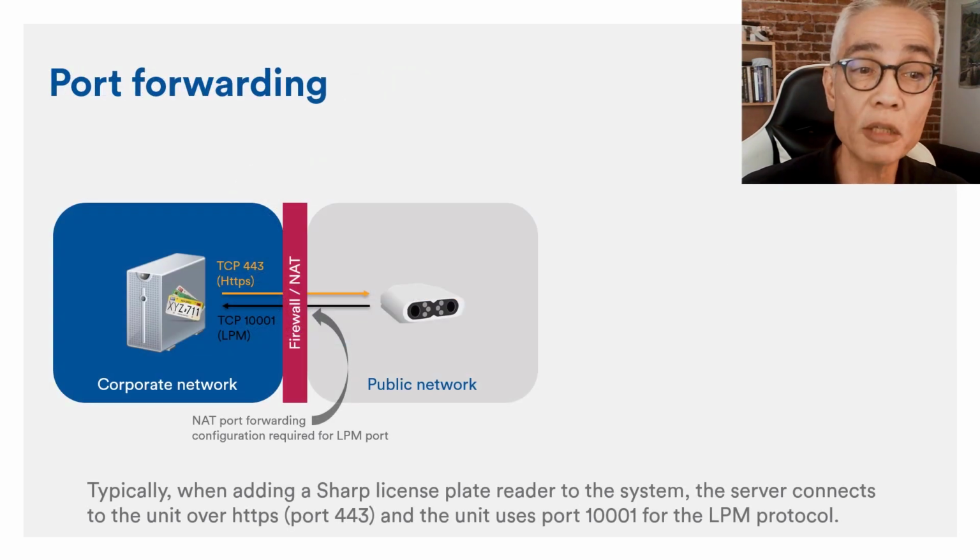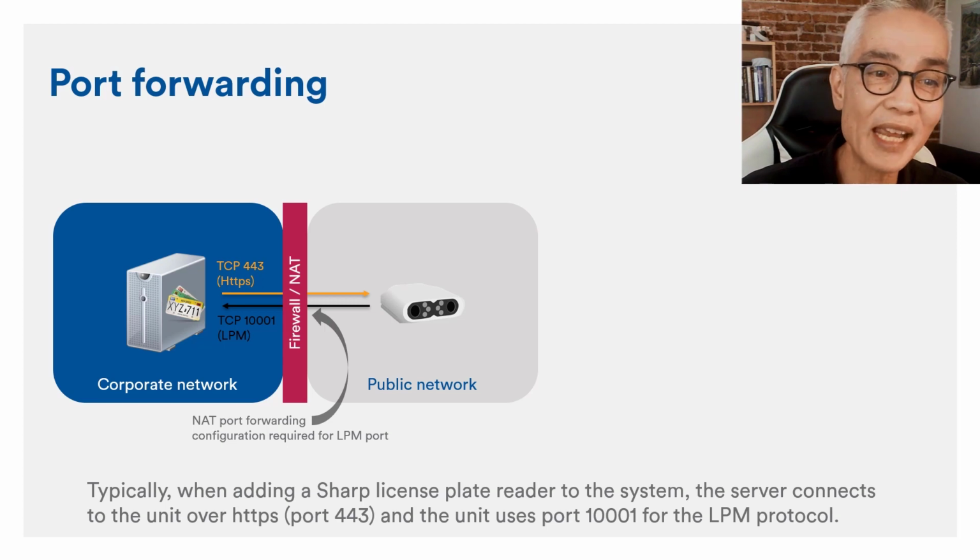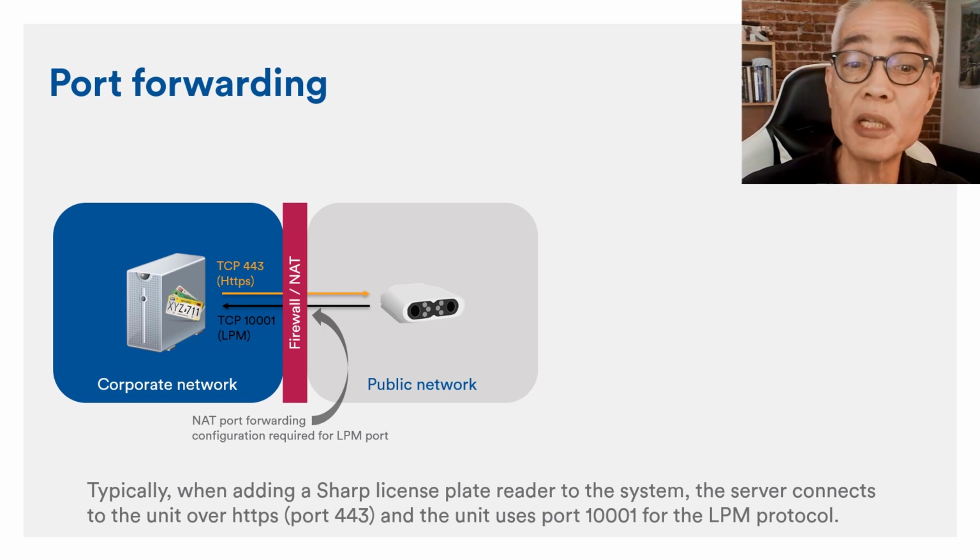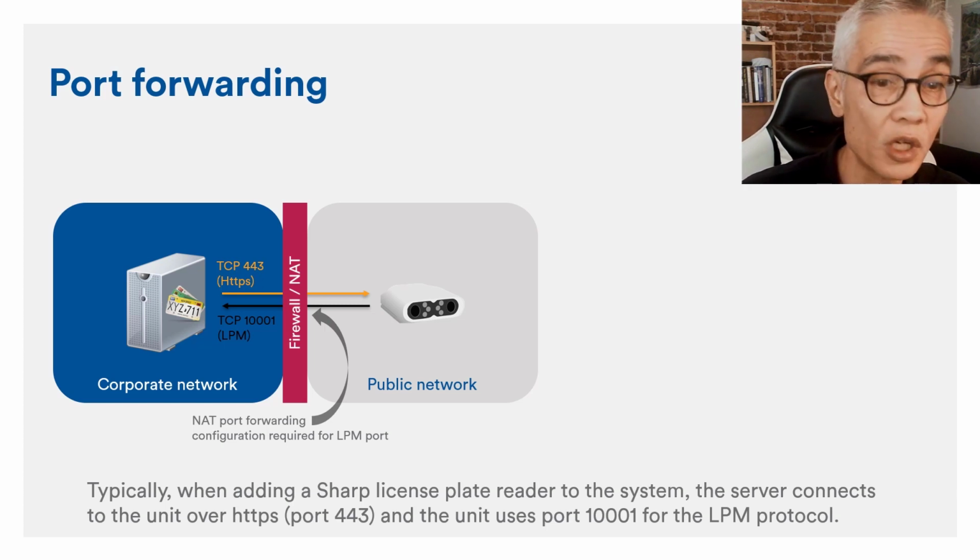Typically, when adding a Sharp license plate reader unit to the system, the server connects to the unit over HTTPS, port 443, and the unit then uses port 10,001 for the LPM protocol. This means that NAT port forwarding configuration must be applied to the firewall or router to properly manage the incoming LPM communications on port 10,001.